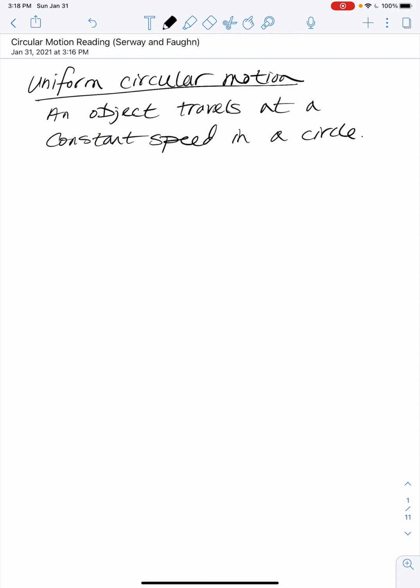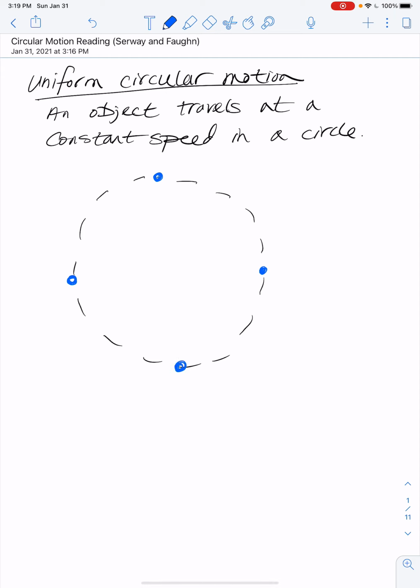All right, so the reason we're looking at this is that if I draw, say, a circular path, maybe I'll just draw a dotted line for now. And this object is at, say, this location, this location, this location, this location. I'll even add some more.